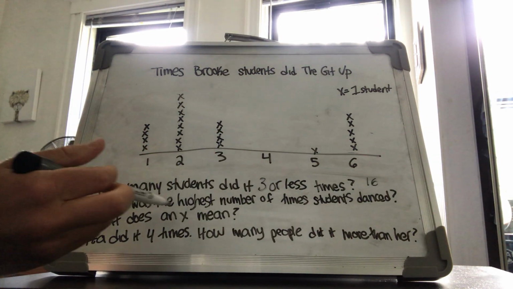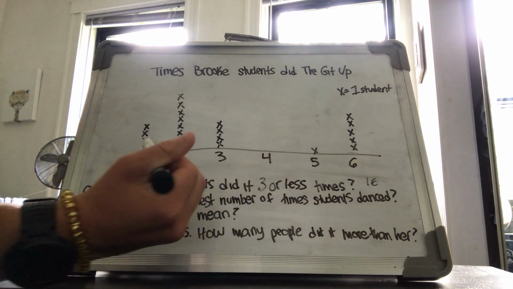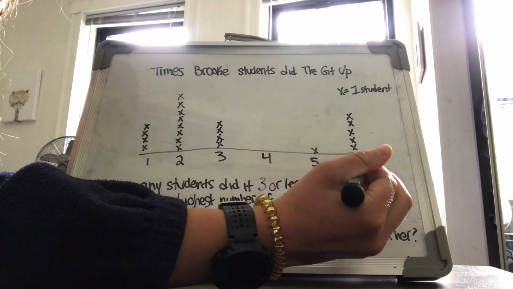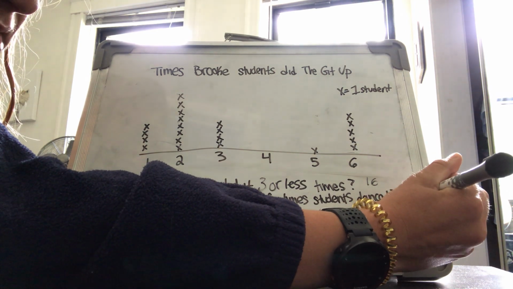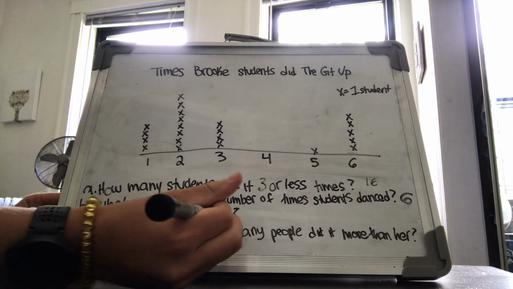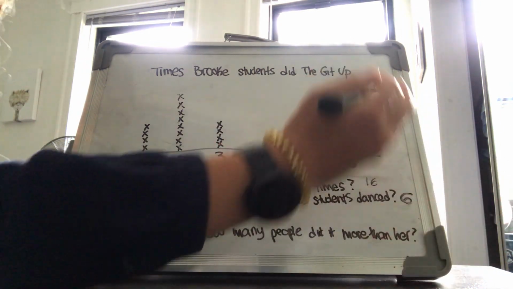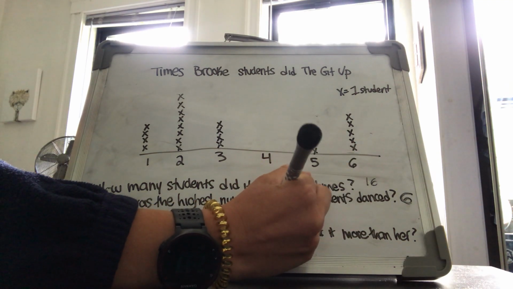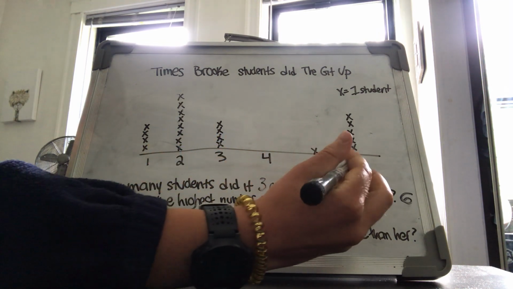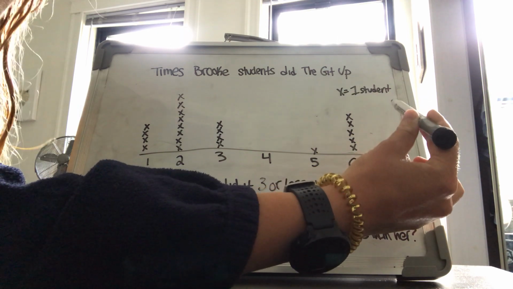B says, what was the highest number of times students danced? And when I look at this, I know that the highest number I see on this line plot is 6. So the highest number of times students did it was 6. C says, what does X mean? Well, that's easy peasy. It says it right here. X equals 1 student. And that makes sense because on the bottom of the chart, it shows me how many times students were doing the get up, just like the title says here. And the X's all equal 1 student.